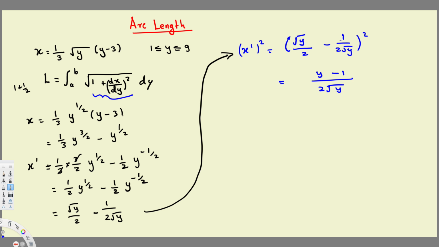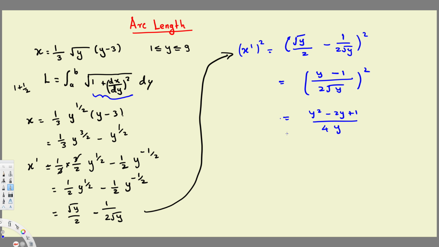Since we have 1 right here, this is multiplied by nothing, it's just 1, squared. If we square this, we get y squared minus 2y plus 1. In the bottom, 2 squared is 4, and root y squared is just y. So this is what we get after we square it.